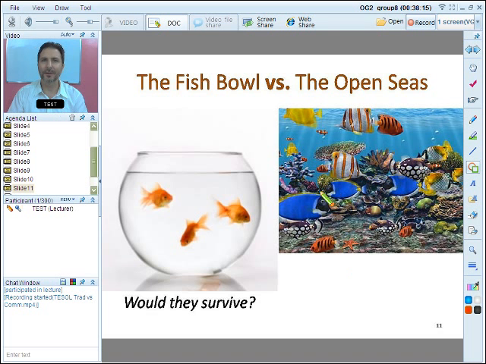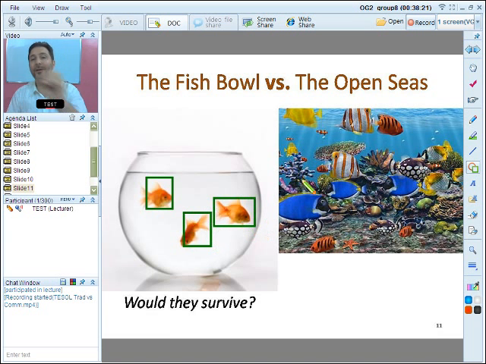Now, question. If I took these little fishies after a few years in the bowl and put them in the open water, would they survive? Now, there might be some marine biologists listening to me that might give some exceptions, but generally speaking, common sense might tell us they would not survive.